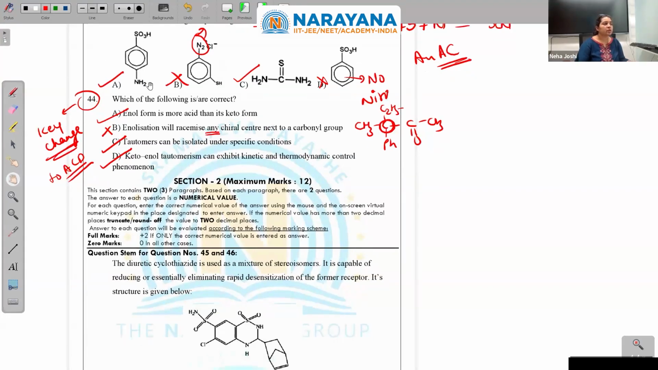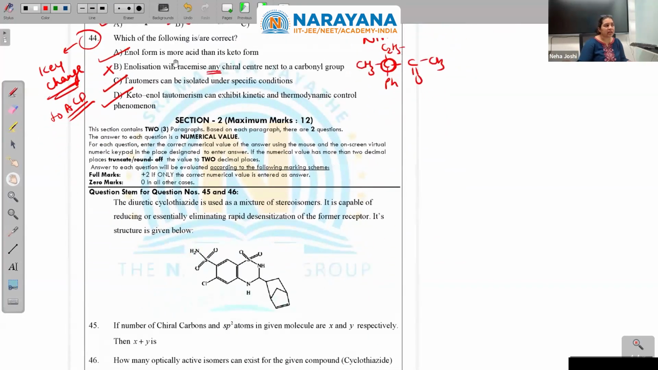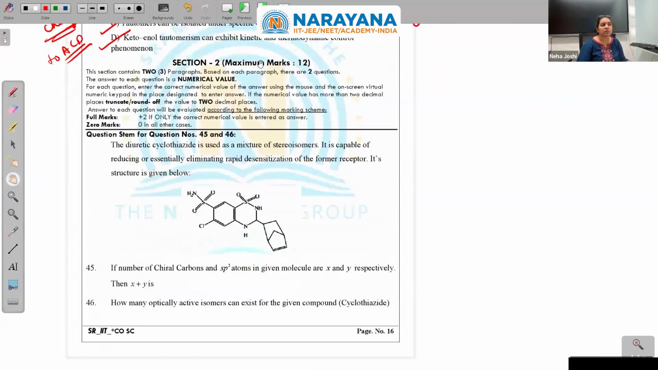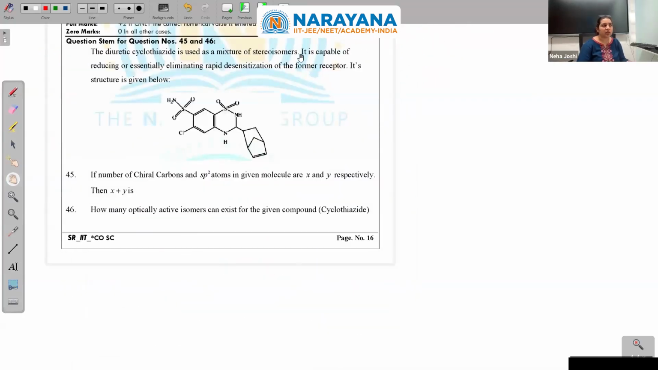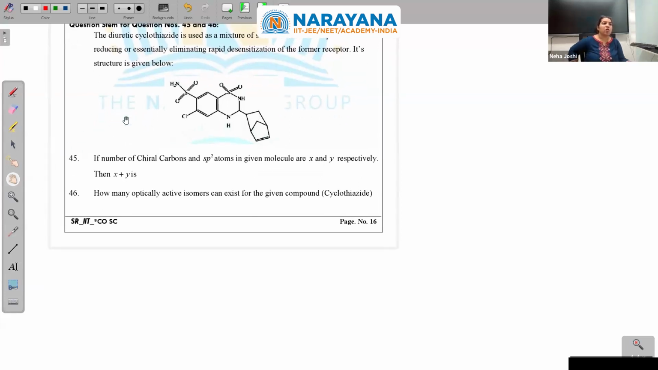Okay. Coming to this, the diuretic cyclothiazide is used as a mixture of stereoisomers. It is capable of reducing or essentially eliminating rapid desensitization. Its structure is given below. The number of chiral carbons: 1, 2, 3 and 4. So chiral carbon count is 4.